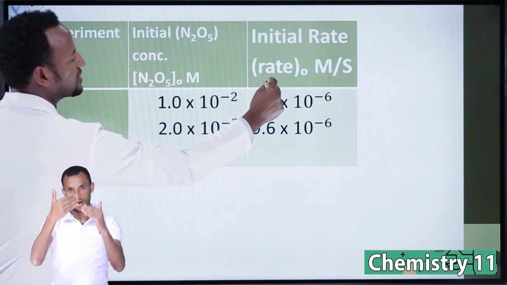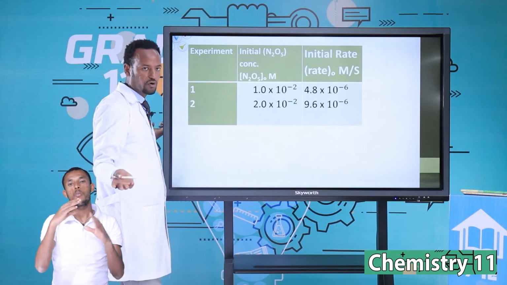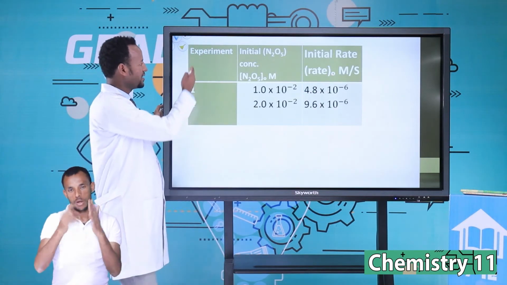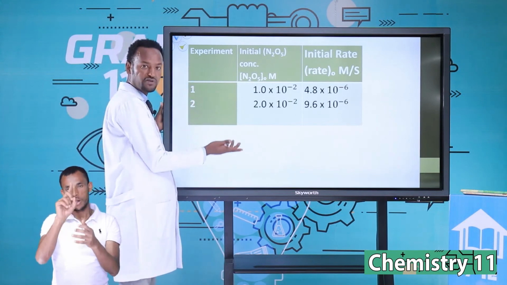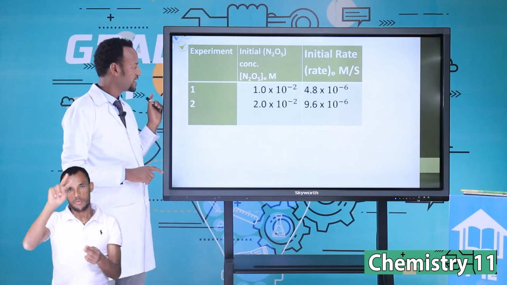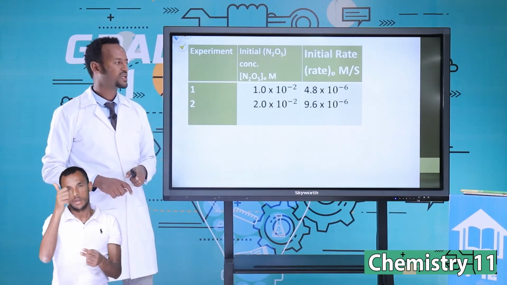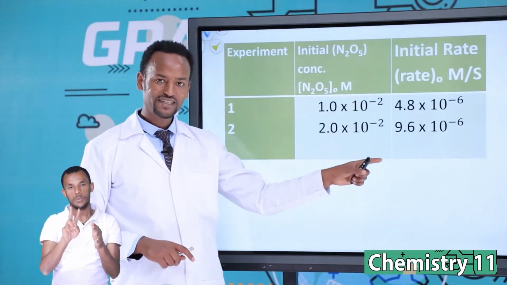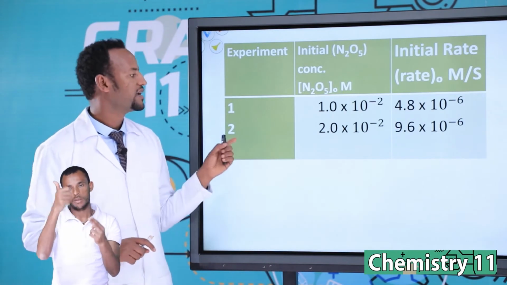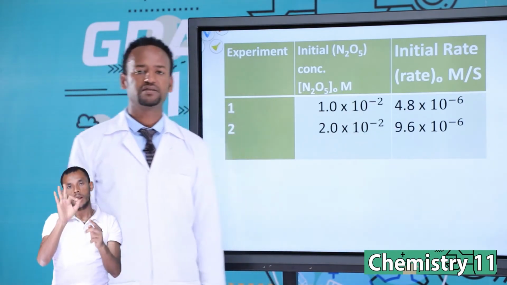Initial rates. This is concentration, usually molarity. You know rate, molar per second. What is given? In experiment 1, the initial concentration of the reactant is 1 times 10 raised to minus 2. In experiment 2, 2 times 10 raised to minus 2. Initial rate for experiment 1 is 4.8 times 10 raised to minus 6. Experiment 2, 9.6 times 10 raised to minus 6.